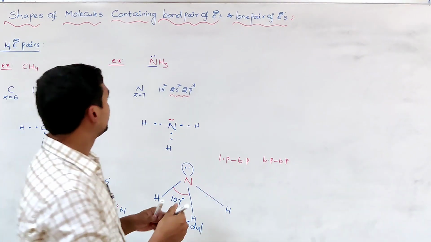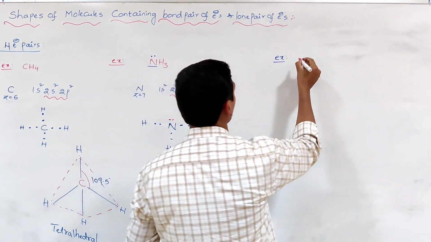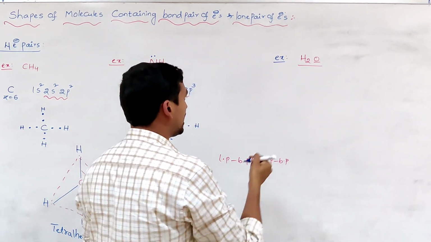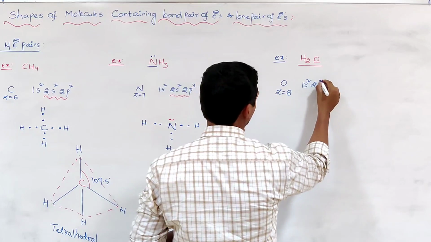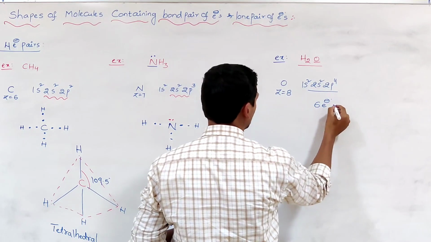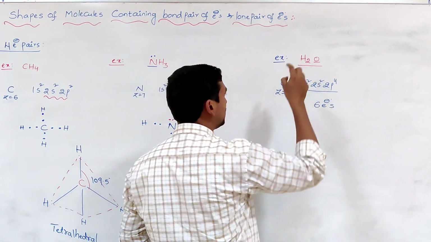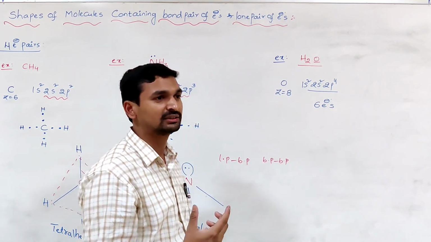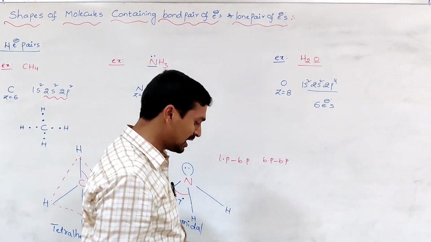Now we come to the next example, the water molecule. In the water molecule, the central atom is oxygen. The oxygen electronic configuration is 1s2, 2s2, 2p4. Totally, 6 valence electrons are present. Out of the 6 valence electrons, only 2 are involved in bond formation. The remaining 4 electrons, meaning 2 pairs of electrons, remain as lone pairs. They are present on the oxygen atom.